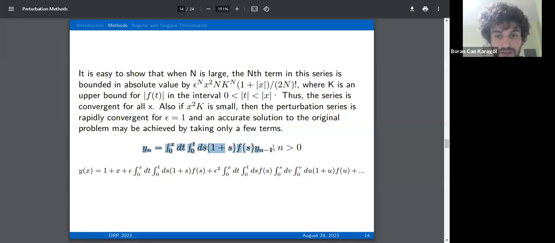So we integrate it twice, and we get the general iterative expression for the y_n. And since we know what y0 is equal to, we can get y1, y2, and so on. And here's the general solution, by the way. It's easy to show that when n is large, the nth term in the series will be bounded in absolute value by this, where k is the upper bound for the function f(t). Thus, the series converges for all x, and also, if x squared times k is smaller than this, the perturbation series is rapidly convergent for epsilon equals 1. An accurate solution to the original problem may be achieved by taking only a few terms.